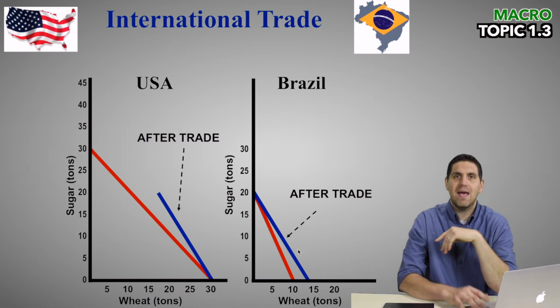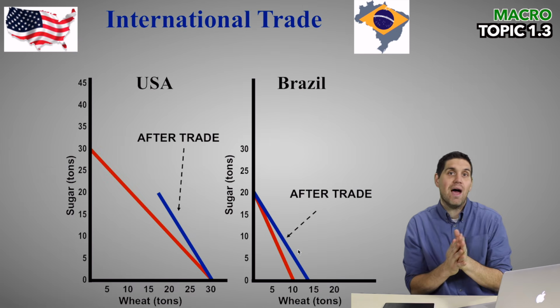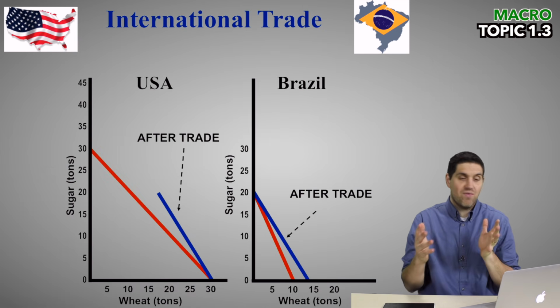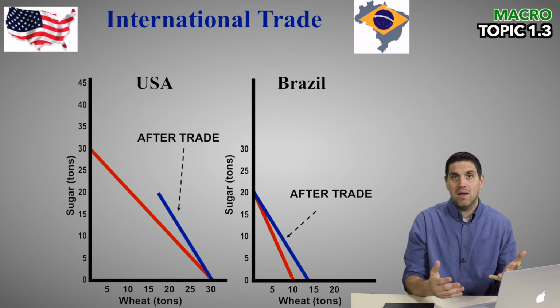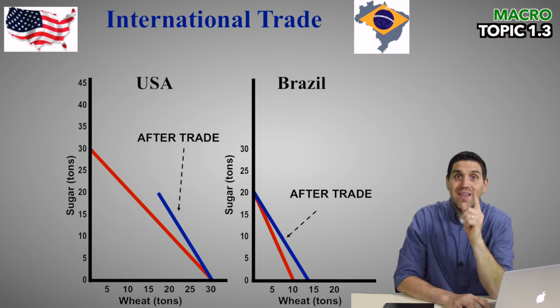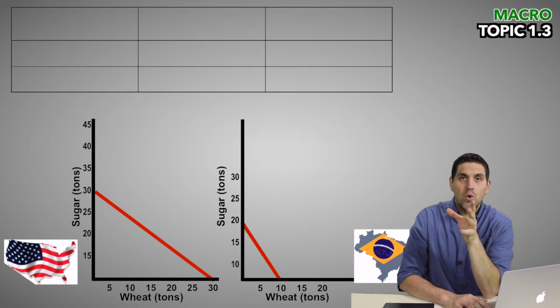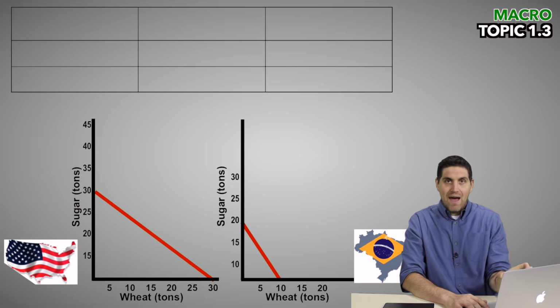For both countries, after trade, their curves can shift outward and they can consume more than if they could produce on their own. Right? That's the idea of the benefits of trade. Now, the question is, how did I get those numbers? This is the tricky part. What you got to do when you do these questions, first you got to convert the graphs into a chart.